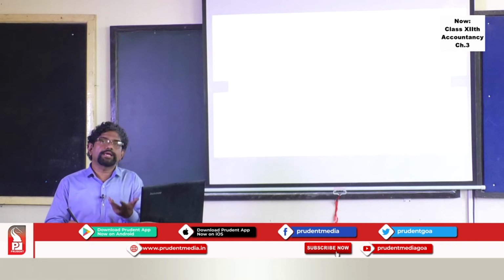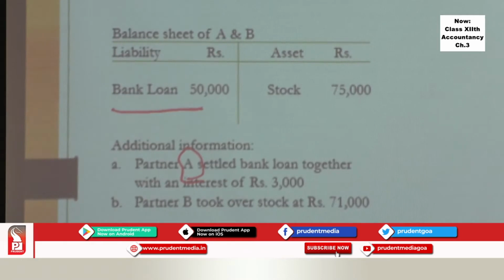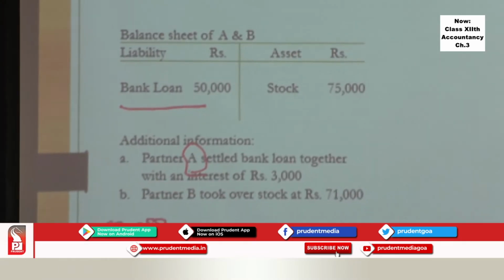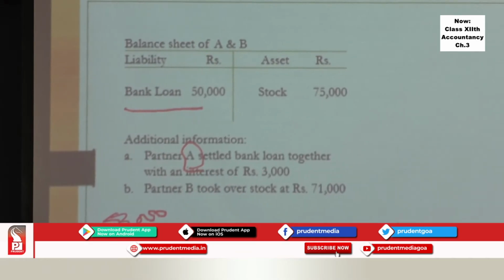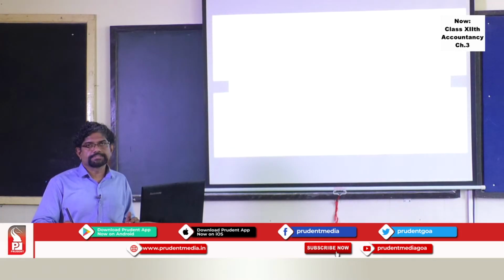So how much would he have to pay to the bank? Of course, he would have to pay 53,000 to the bank, 53,000. So there is an increase in our liability. How will it affect the revaluation? Increase in liability, is it going to be a loss for the business or gain for the business?